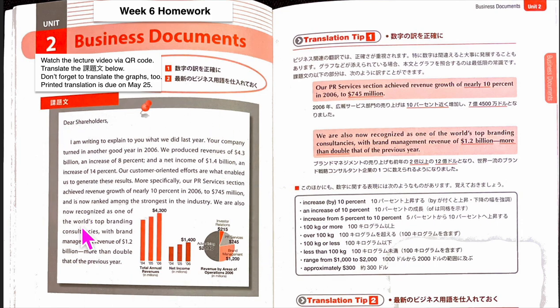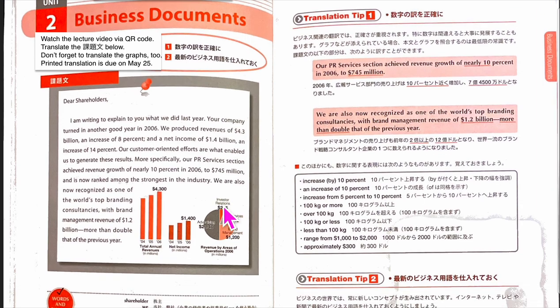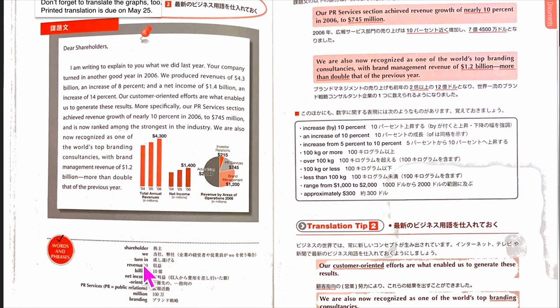Everything in this box needs to be translated, including these graphs. Don't forget to translate these graphs as well as this text. The printed translation is due on May 25th, so please type your translation, print it out, and bring it to class. There are also some hints down here about some of the vocabulary that you'll find in here. There are some business senmon yogo, business yogo. So please make sure that you pay attention to the hints, the words that are used in this section.